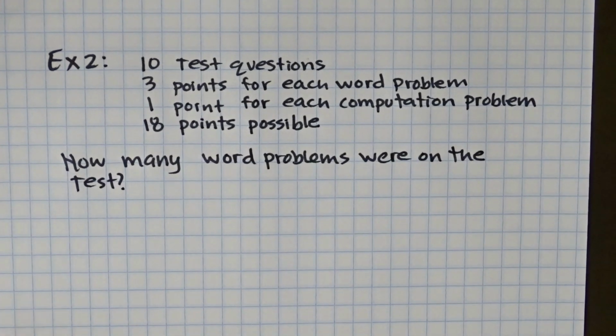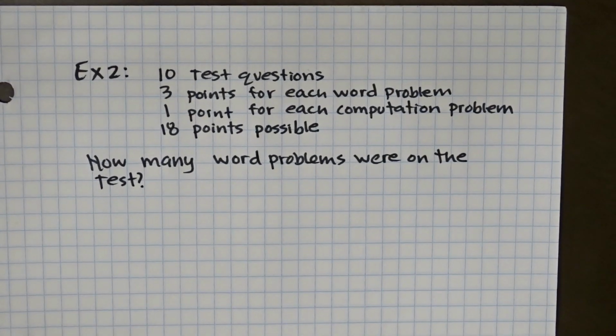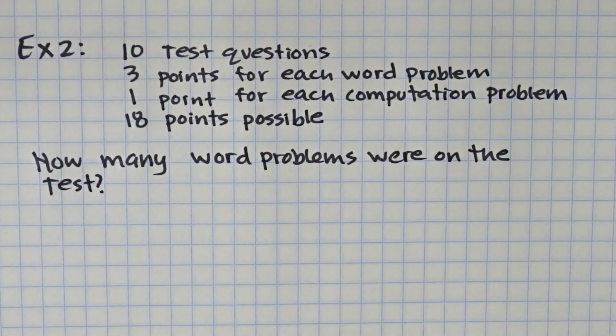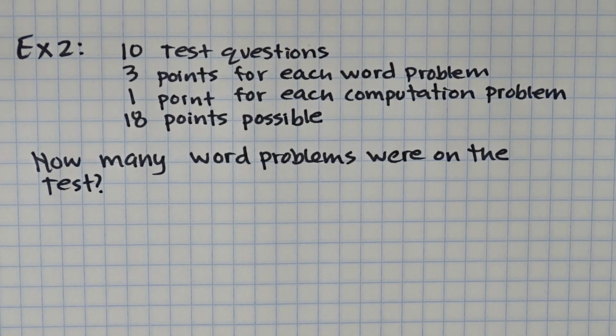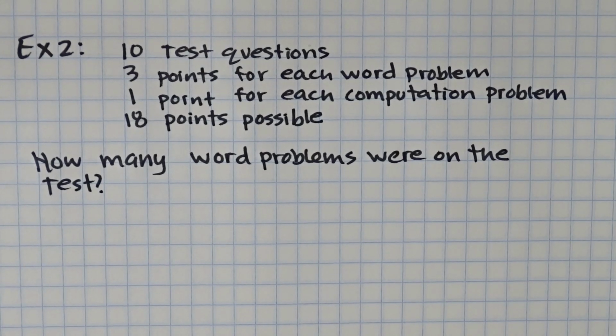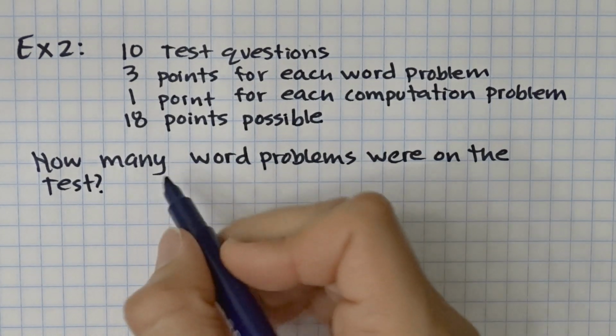All right, so given all that information, we have to identify our unknowns. Well, clearly the question's asking for how many word problems, so we don't know how many word problems there were. But aside from that, we also don't know how many computation problems there were. We just know that altogether there was 10 questions. So the first thing you do in any problem is you want to let the teacher know, the one who's grading your paper, what your variables are representing. So we want to say that we're going to let our variables equal what?